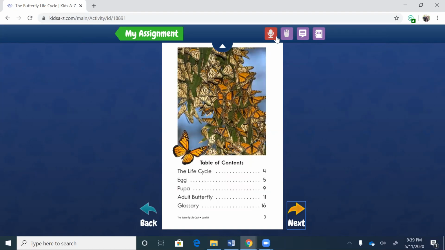Now, here comes our first text feature for nonfiction, table of contents. The table of contents is always in the beginning of the book, and it will tell you the page for what you want to find out. Now, we're going to read the whole book, but let's say you read the whole book and you want to come back and you want to find out about the egg. You would look across and go to page 5. All right?